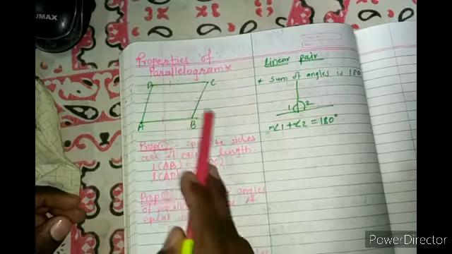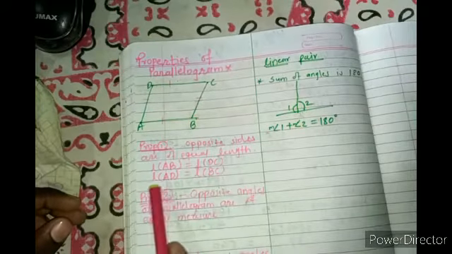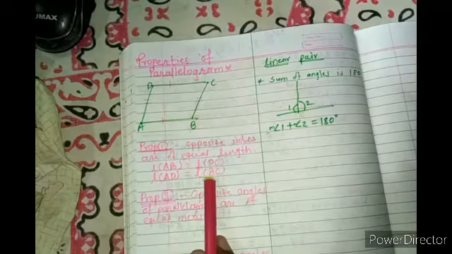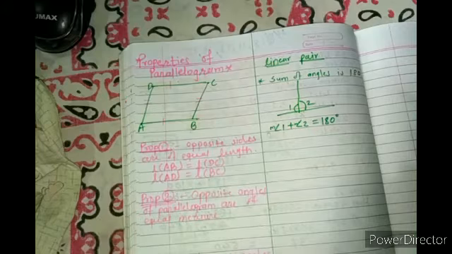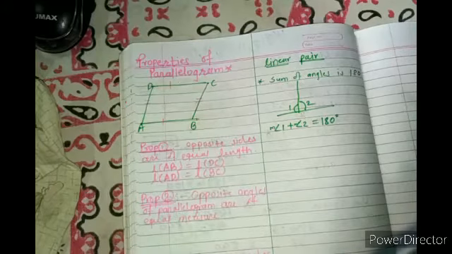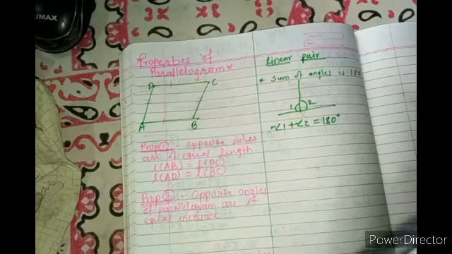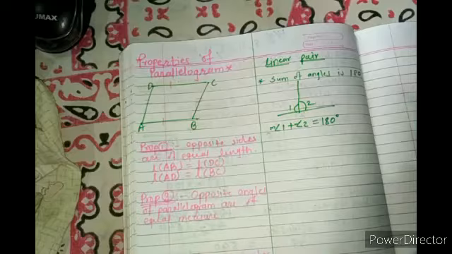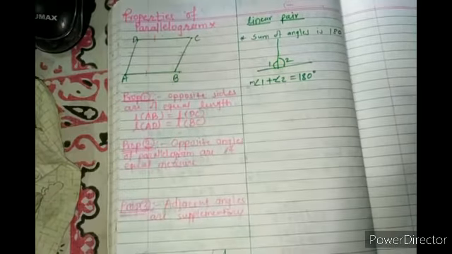Length AB equal to length DC and length AD equal to length BC. That is very common property. So we are not going to explain this more. Just go on to the property number second.